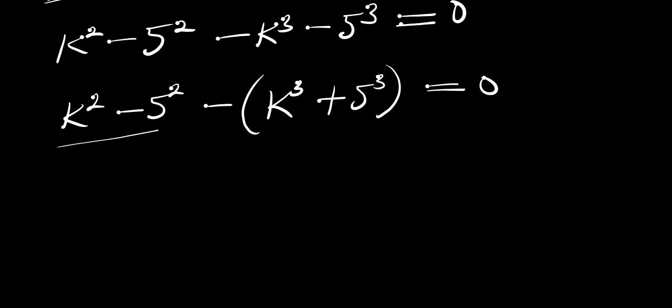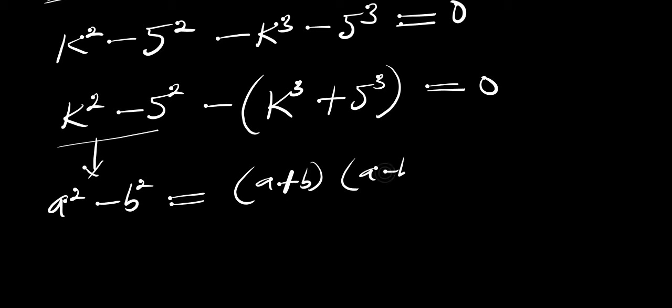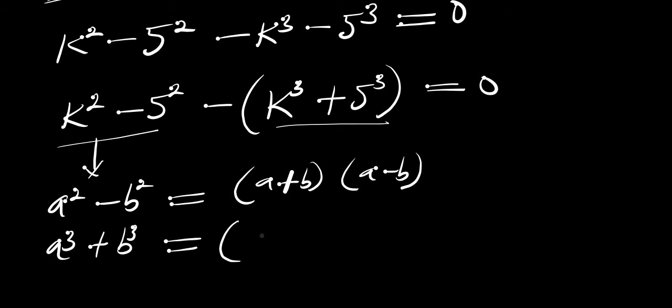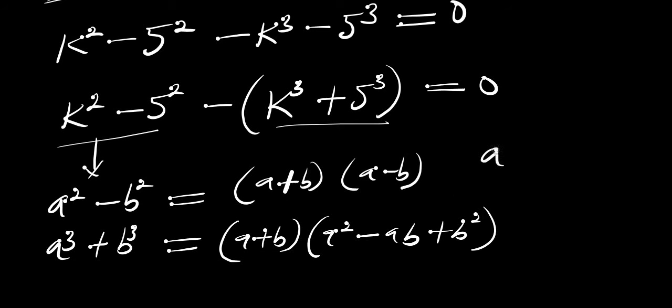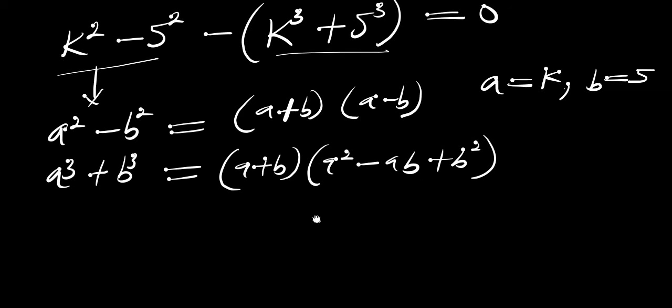Now, this is in the form of a² − b², which equals (a + b)(a − b). And this is in the form of a³ + b³, which equals (a + b) times (a² − ab + b²). And remember, our a equals k and b equals 5 in both cases. So let's apply this identity.